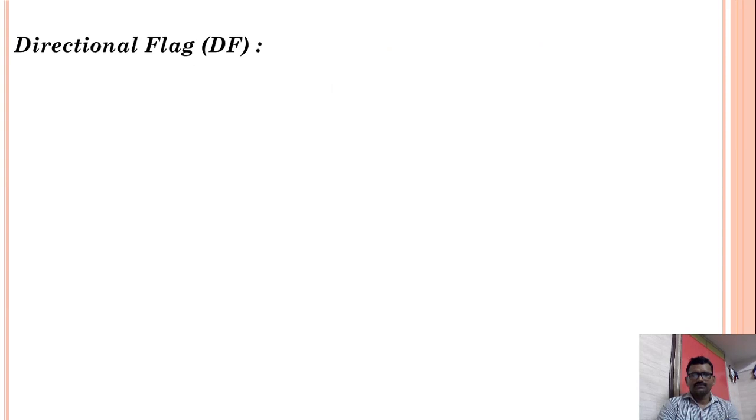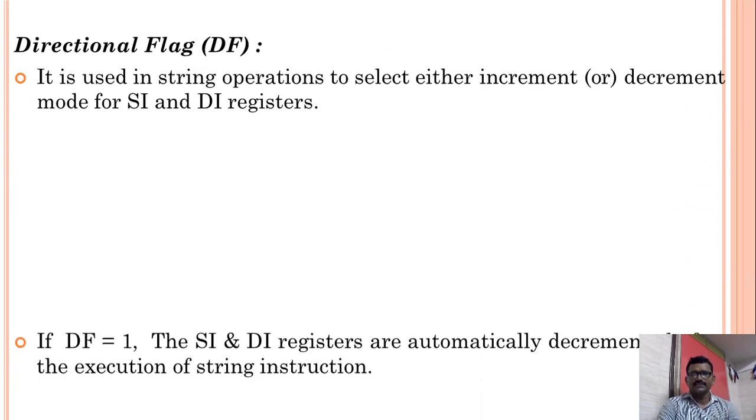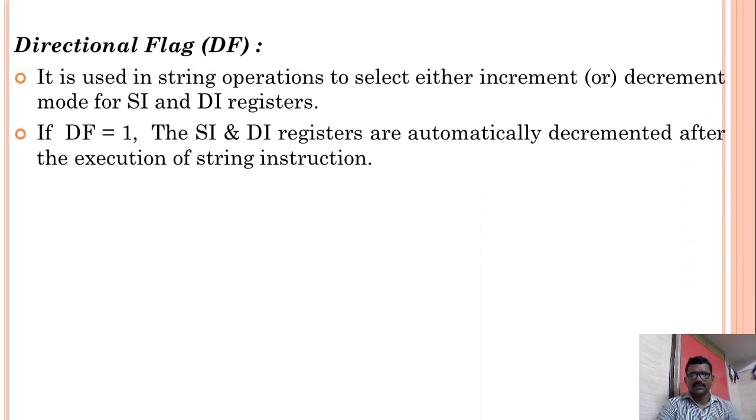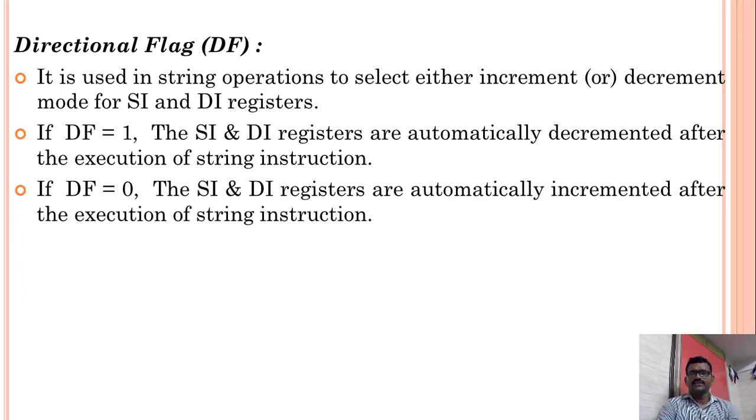Coming to the next one, direction flag. The direction flag we already discussed. It is used to select the mode, increment mode or decrement mode, auto increment or auto decrement mode. In that mode, the contents of the SI and DI registers will be changed. So if DF is equal to 1, then SI and DI registers are automatically decremented after the execution of string instructions. We call it auto decrement.